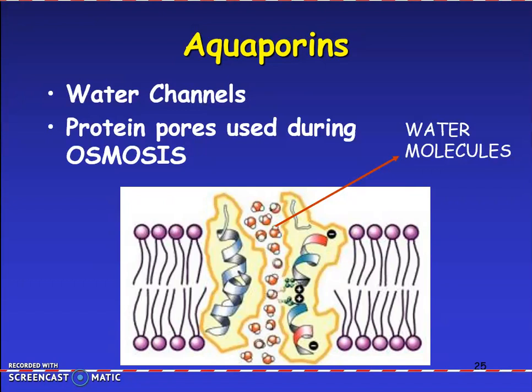Aquaporins. What are aquaporins? Aquaporins allow water molecules to pass through. These are a kind of protein, and you can see they're the water channels. The water channels are made up of proteins, and they are protein pores which are used during osmosis to move the water molecules.